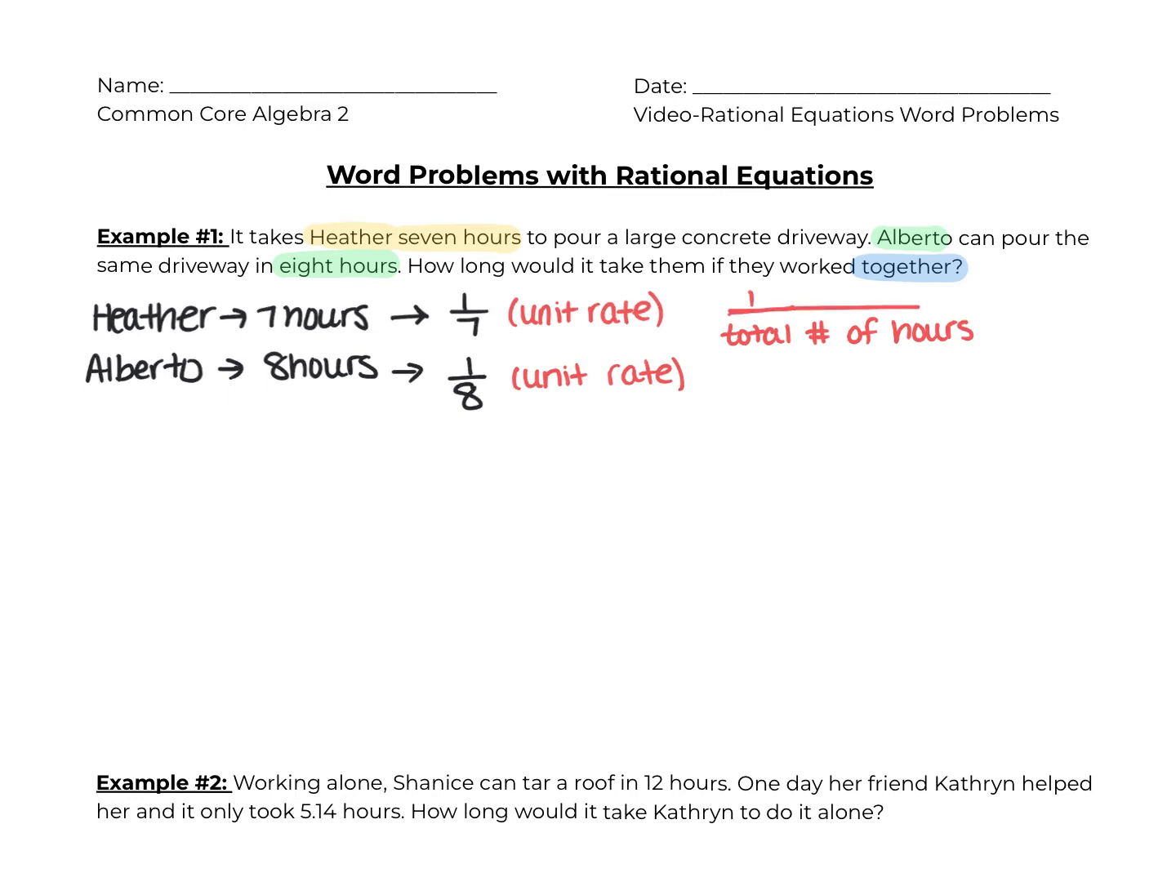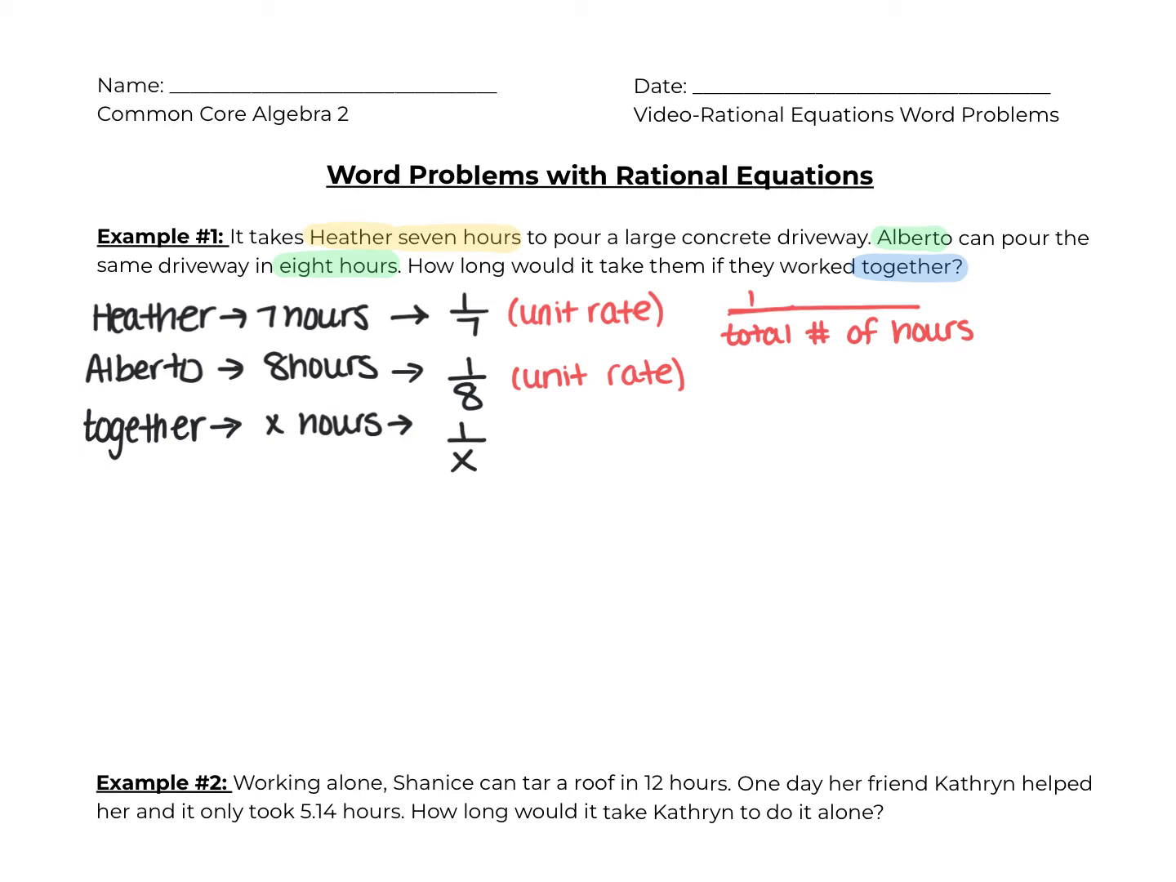So if we want to find out how long it would take them if they work together, then we need another unit rate for that. So if they work together, it's going to take them, let's say, X hours. We don't know how long it would take. But we know that their unit rate, if we follow this same pattern, 1/7 and 1/8, would just be 1/X.